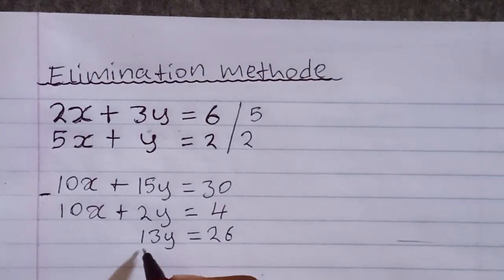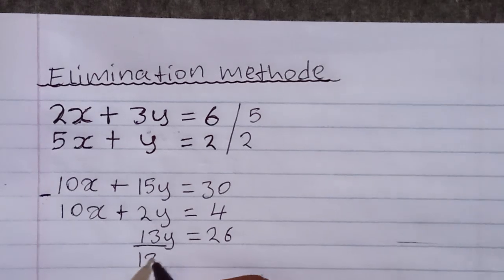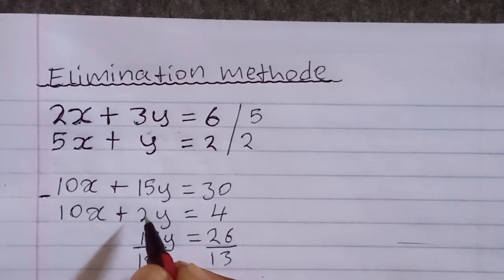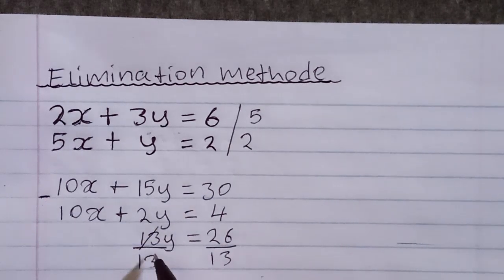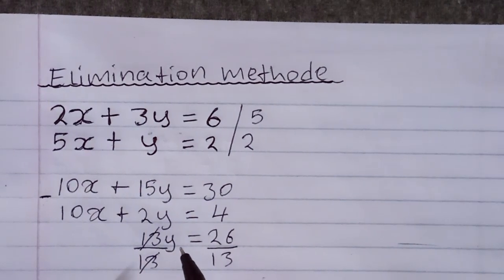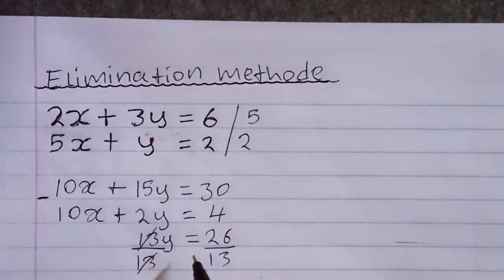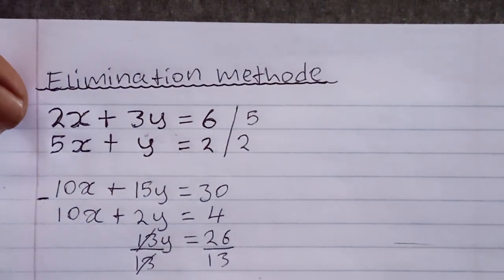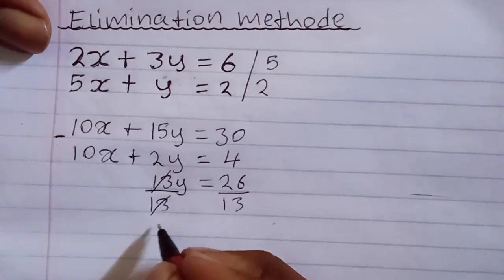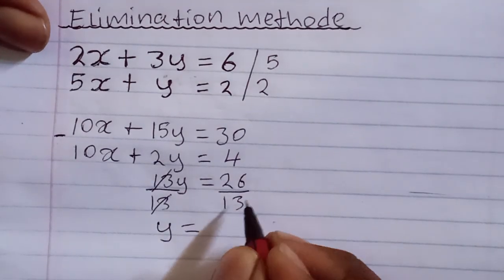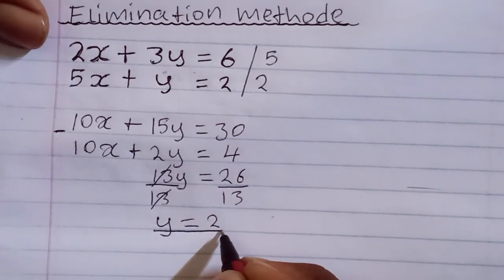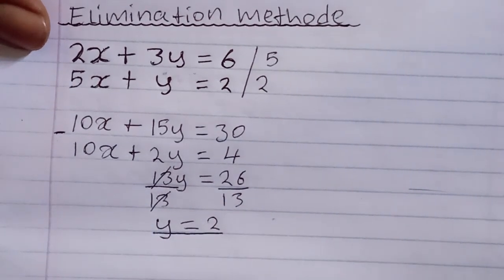So now to find the value of y, we are going to divide by 13 on both sides. 13 into 13 is 1, but we can't write 1y, we will just write y alone. So y is equal to 26 divided by 13, which is 2. So we have managed to find the value of y, which is 2.